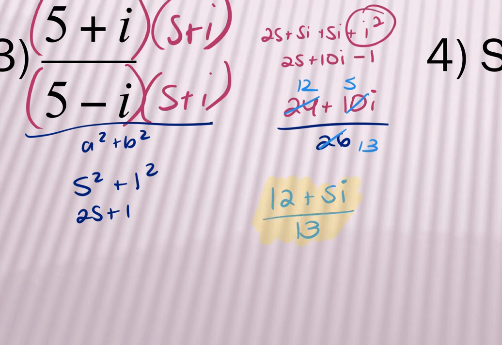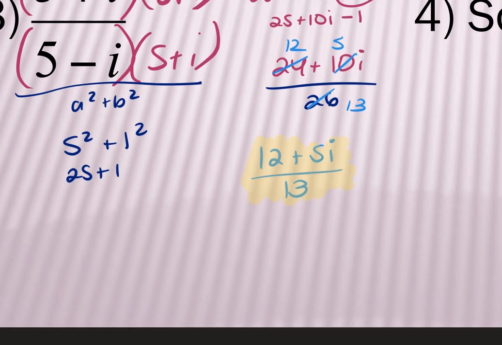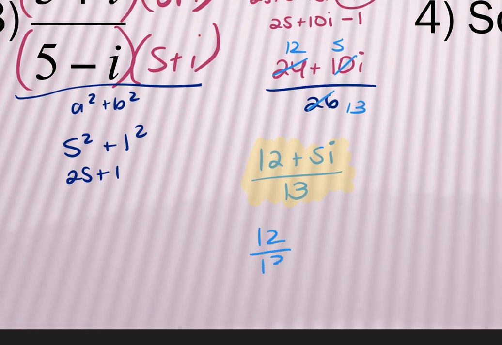So save yourself the extra step of splitting it up. If you split it up, 12 over 13 plus 5 over 13 i, it's correct, but it is one more step you don't need to take if it's open-ended. If it's multiple choice, that would be it, but this is not multiple choice.